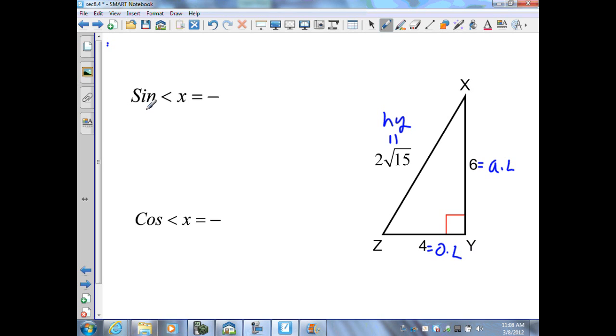Now I just substitute into the correct ratio. I have sine of angle X, that is the opposite leg. That would be 4 over the hypotenuse, which is 2 square roots of 15. And for cosine of X, that's the adjacent leg, which is 6 over the hypotenuse, which is 2 square roots of 15. Normally, we would take care of the radical in the denominator, but our calculator will take care of that when we actually get to that point in our examples.